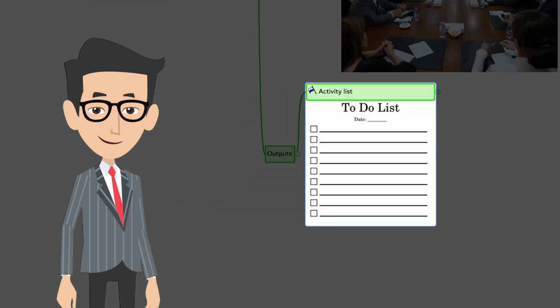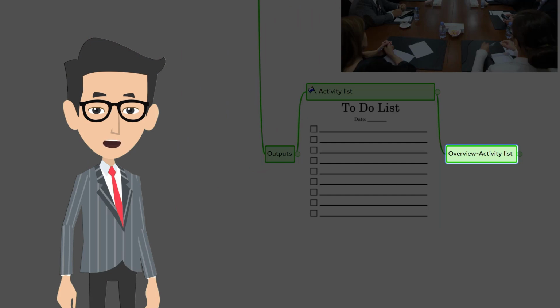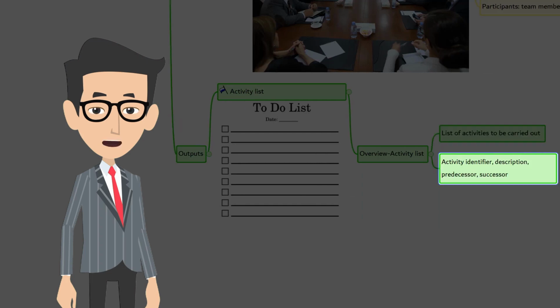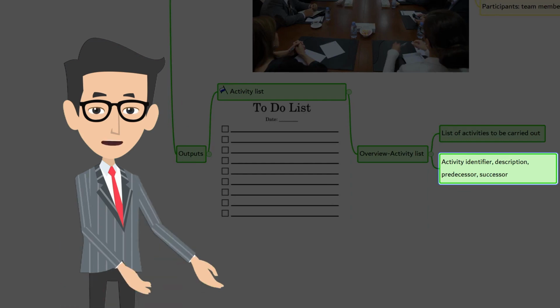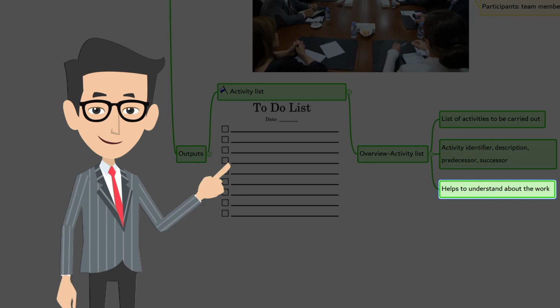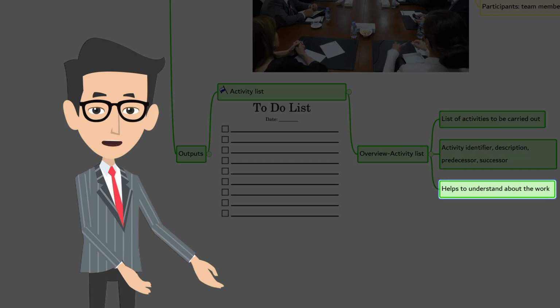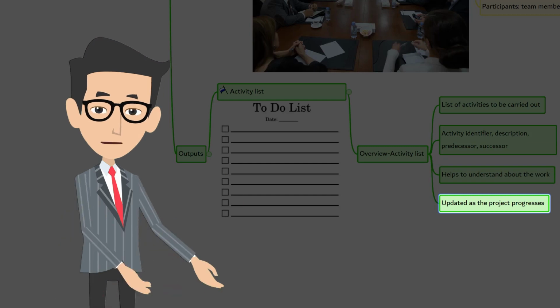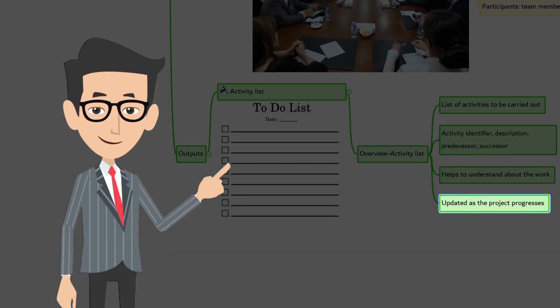First, activity list. Let's start with the overview. Activity list is nothing but the list of activities to be carried out to complete the project. The activity list typically includes an activity identifier, scope of work description with all relevant details such as predecessor and successor. This will be helpful for the project team member to understand what work is required to be completed. Rolling wave planning or agile techniques are used to update the activity list. This is done periodically as the project progresses.